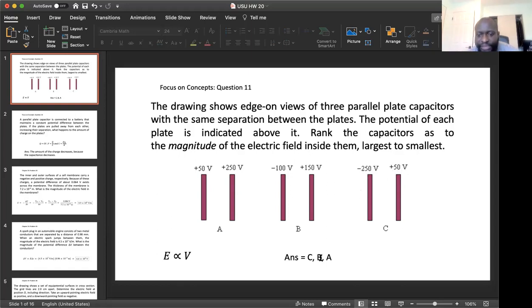Then followed by B. Let's see what B has. 150 minus negative 100, that's 150 plus 100, 250 volts. So 300 is greater than 250. And then we'll have 250 minus 50, which just gives us 200. So we'll have 300, 250, 200. So it's C followed by B, followed by A. C is the biggest, followed by B, followed by A. So that's the ranking, largest to smallest. You just need to know the electric field is proportional to the potential difference.